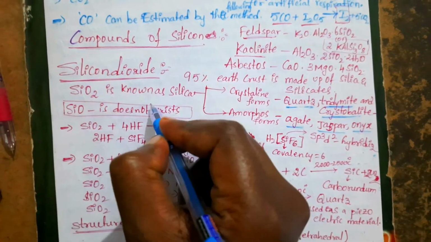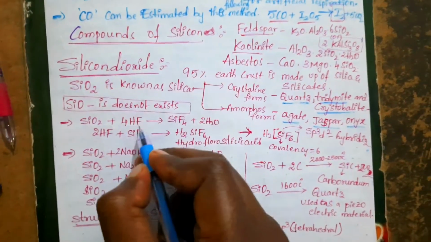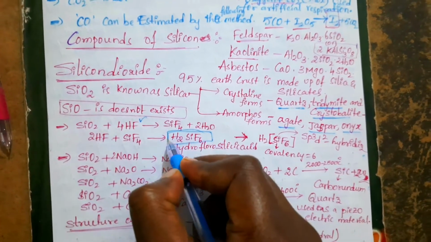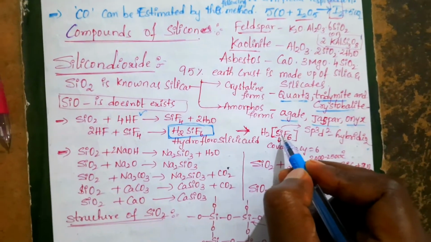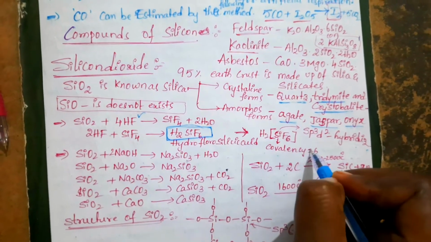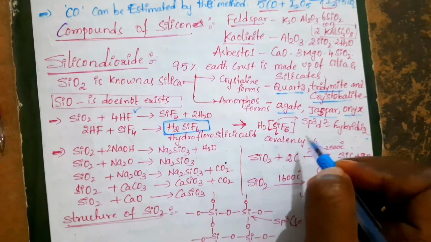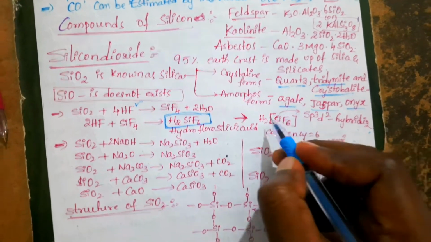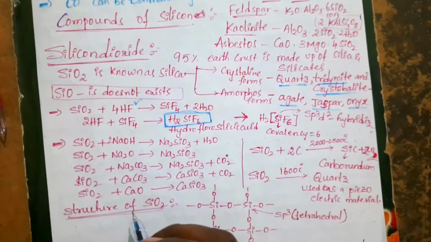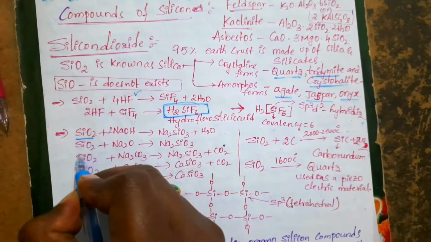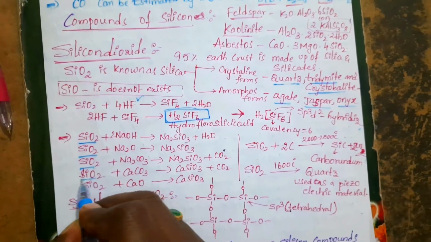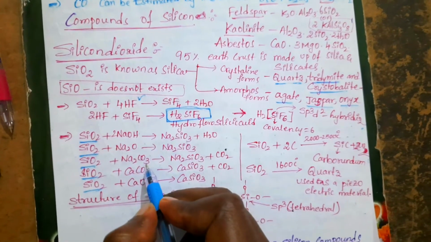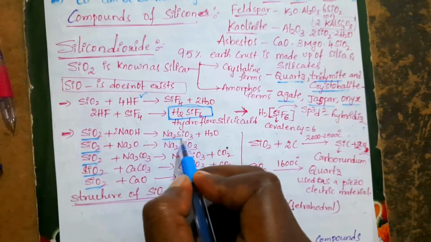Now SiO does not exist at all. Silica reacts with hydrofluoric acid and forms hydrofluorosilicic acid. In this acid, silicon has covalency 6. Out of 6 bonds, 4 are covalent bonds and 2 are dative bonds. Here it participates in sp3d2 hybridization. Now silicon has an acidic nature. It can react with bases like metal oxide, metal hydroxide, metal carbonate, and forms metal silicate.